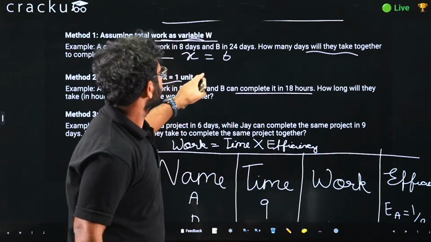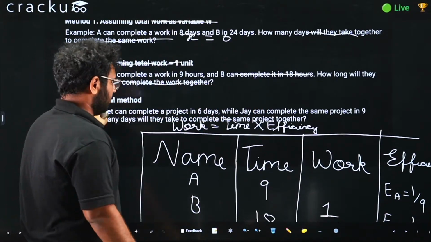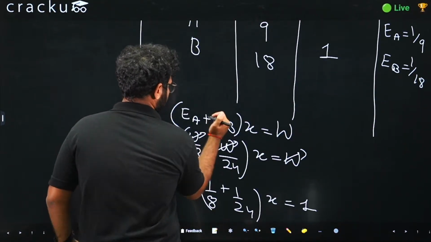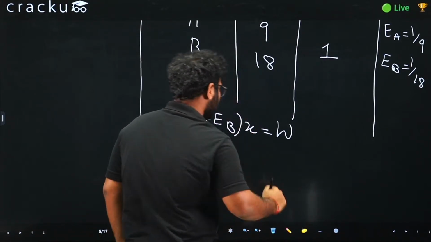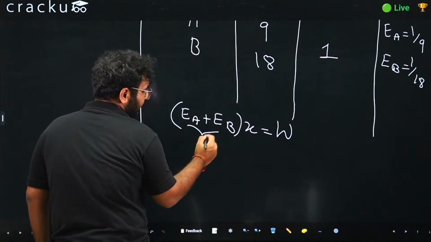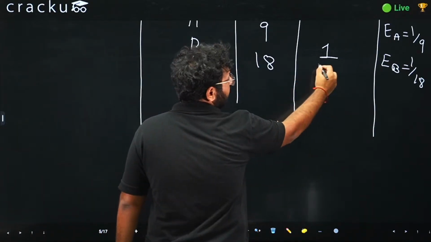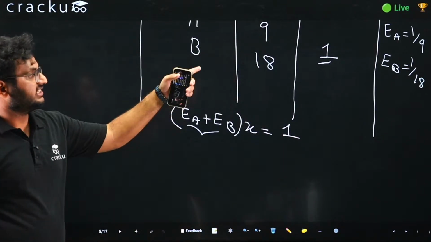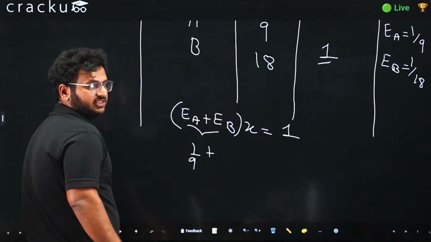The question asks how long they will take to complete the work together. Both of them are working together, therefore we add both efficiencies, into X number of days, is equal to work. We have assumed work to be 1. Efficiency of A is 1 by 9, plus efficiency of B is 1 by 18.